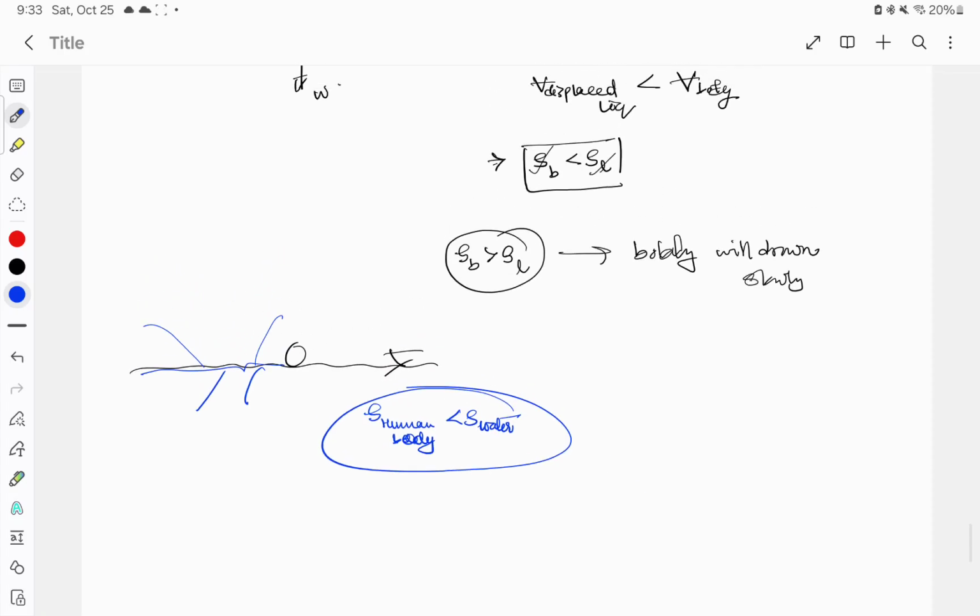So this concludes the buoyancy part. In the next lecture, we'll be studying the stability of submerged as well as floating bodies, and after this we'll move forward to metacentric height and metacenter.